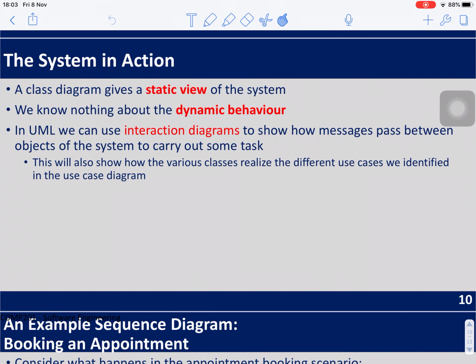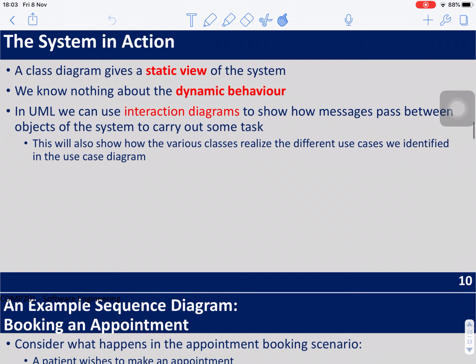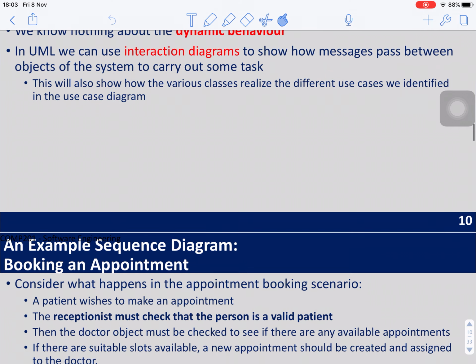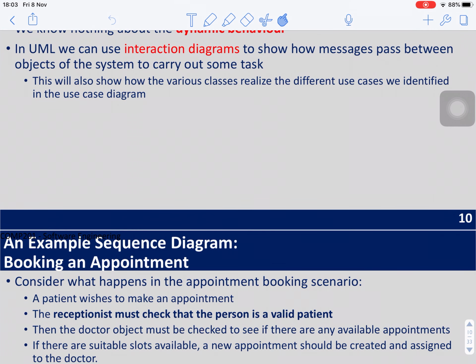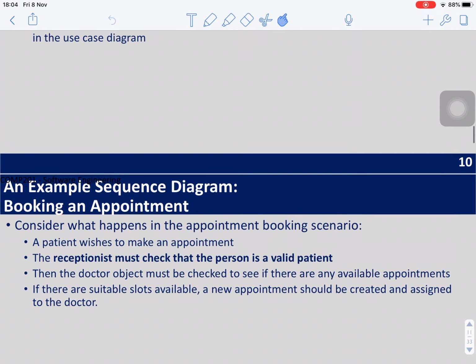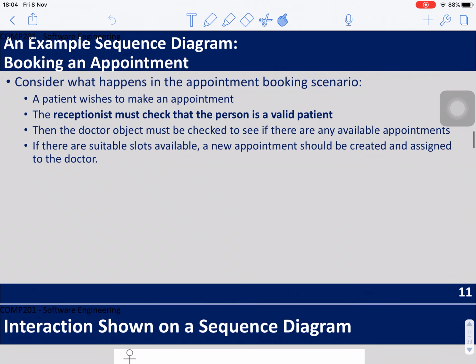The class diagram gives a static view of the system, and we know nothing about dynamic behavior. In the UML, we can use the interaction diagram to show how messages are passed between the objects of the system to carry out some task. This will show how various classes realize the different use cases we identified in the use case diagram.